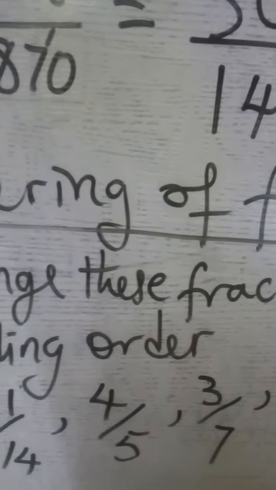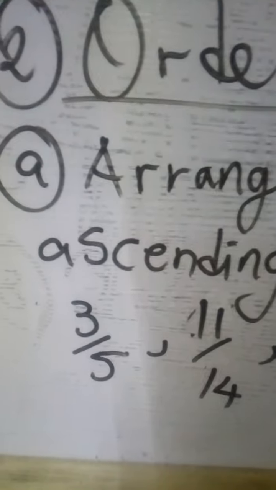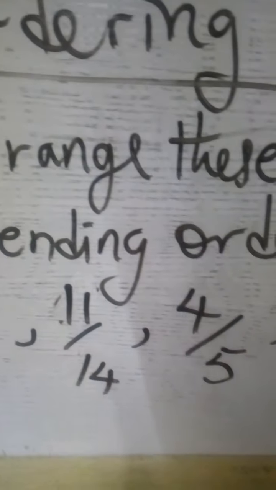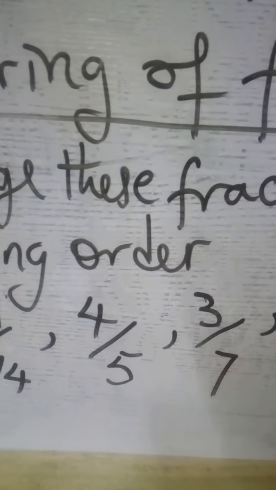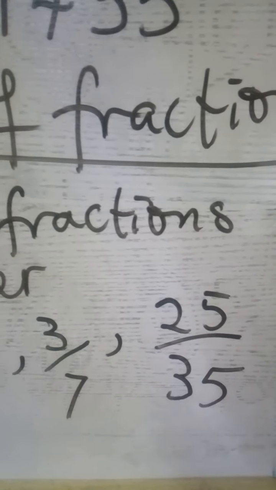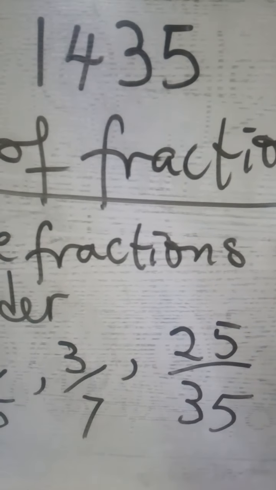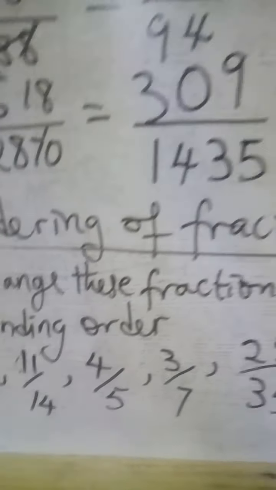And what's the meaning of ascending order? From the smallest to the greatest. Now I have 3 over 5, 11 over 14, 4 over 5, 3 over 7, 25 over 35. So we're going to look at which one is the greatest, which one is the smallest, and start arranging them from the smallest to the greatest. Let's check out the solution here.